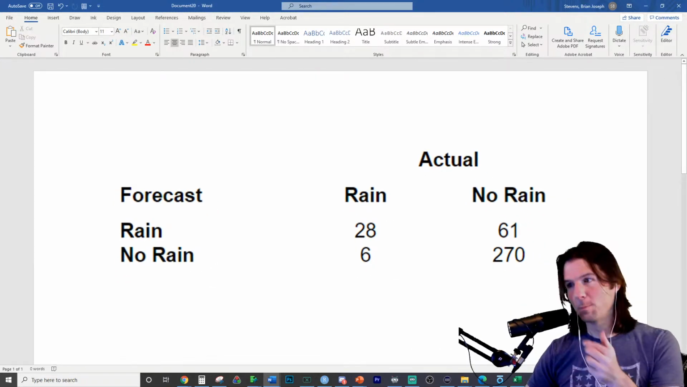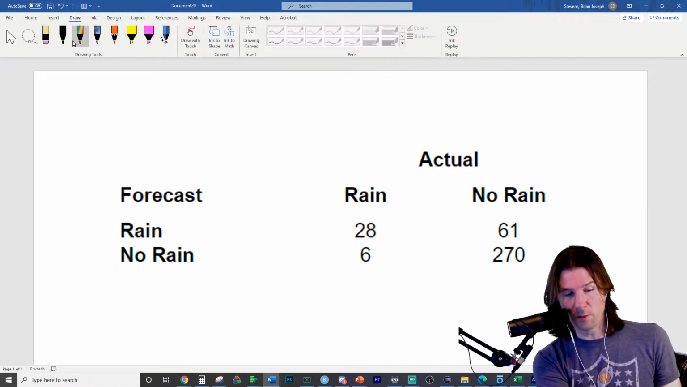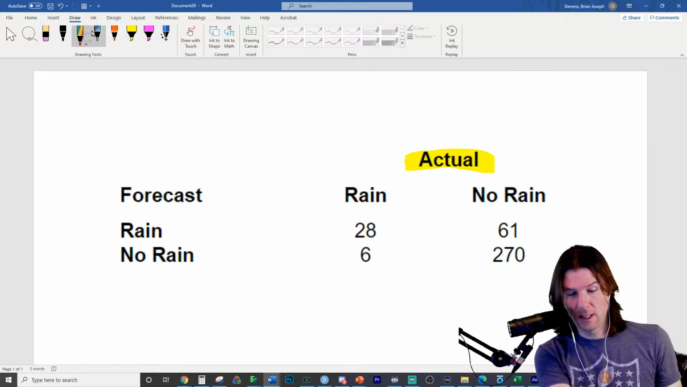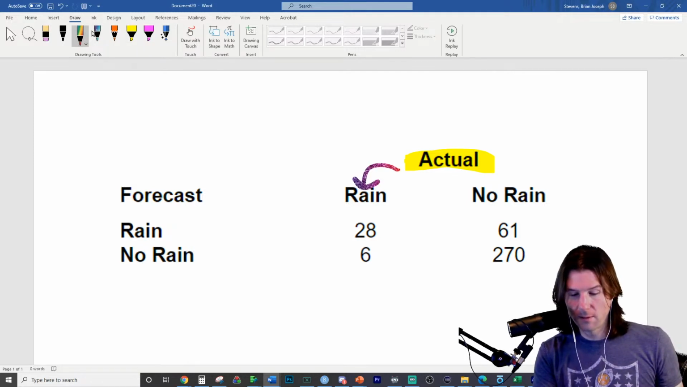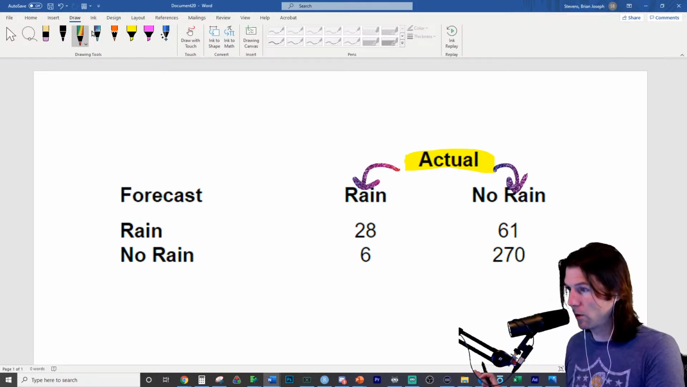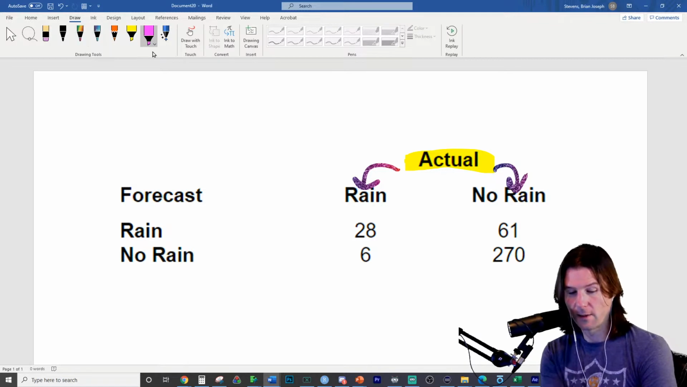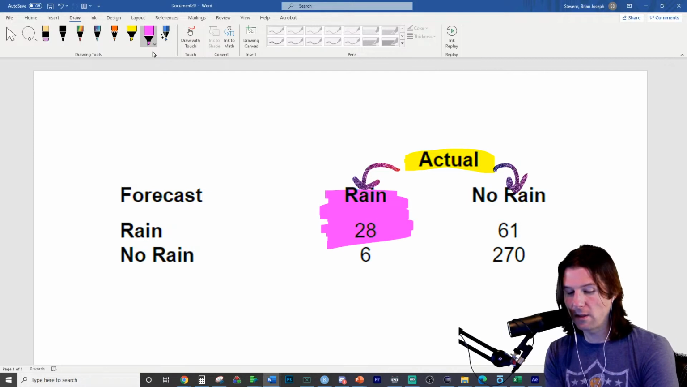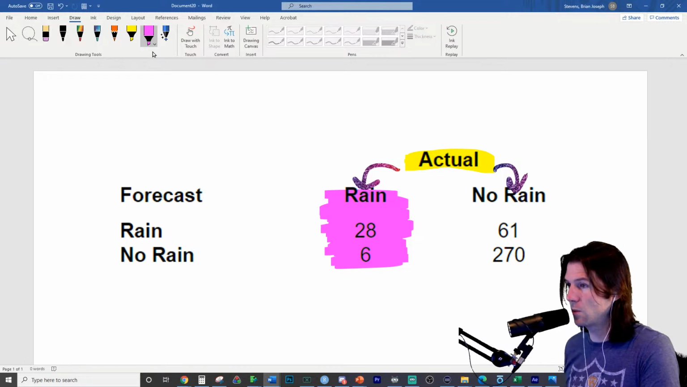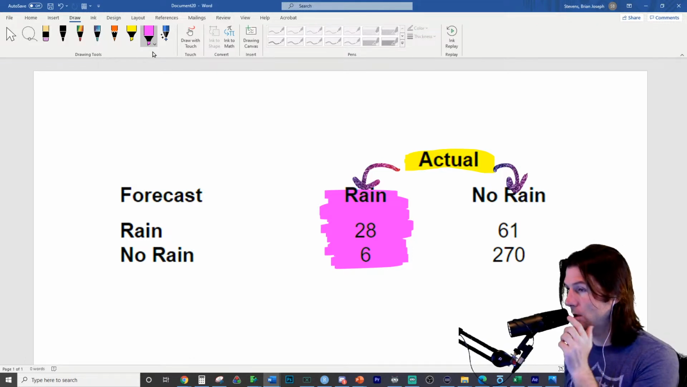With this, I want you to look at the actual first. When you see actual right here, this is what actually occurred. Actual is read the following way. Take a moment, don't go too quick, and look at my highlighting. I want you to tell me, be very careful, how many days did it actually rain? Just slow down and look only at what I'm trying to help you see right here. How many days did it actually rain?